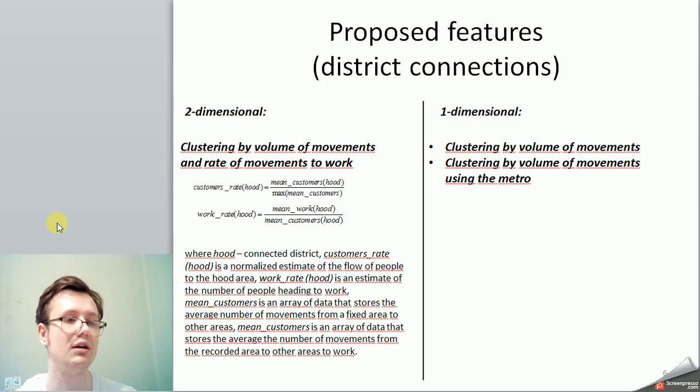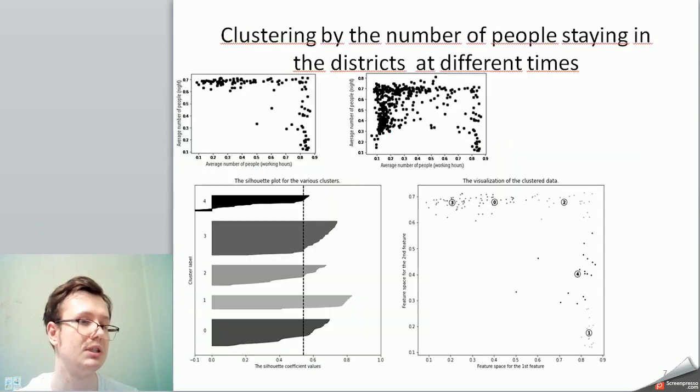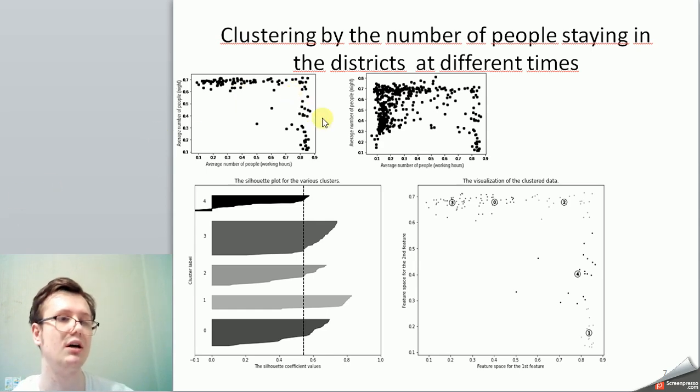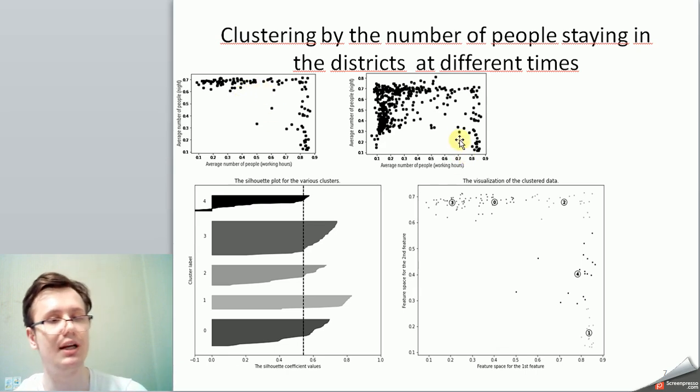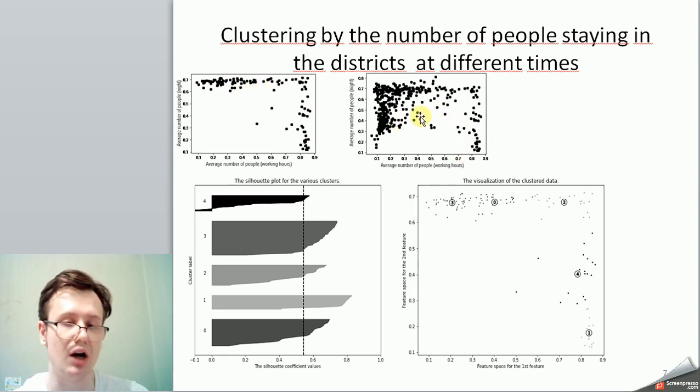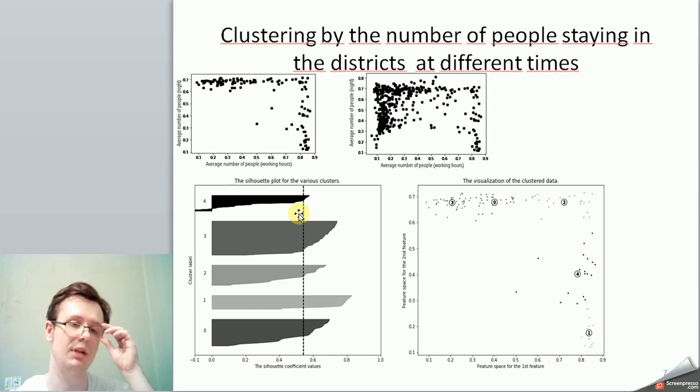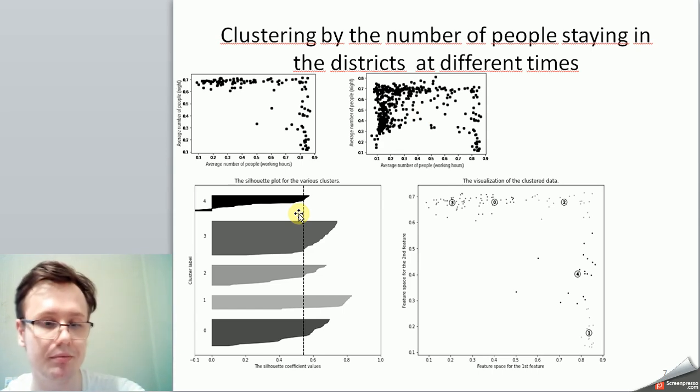Let's consider the results of our computational experiments. Based on the data of cellular operators, the results are presented at the top of the slide for Moscow on the left and for Moscow and the region on the right. Five clusters are identified. For choosing the number of clusters, we use silhouette coefficient analysis, and the silhouette coefficient plot is presented in the bottom left figure.